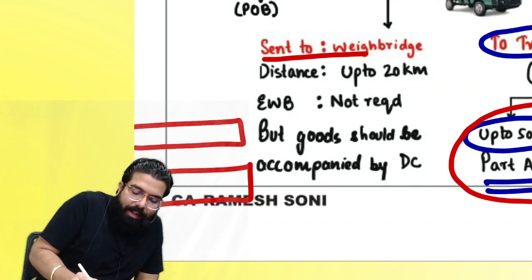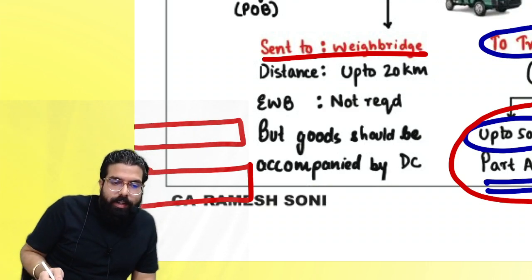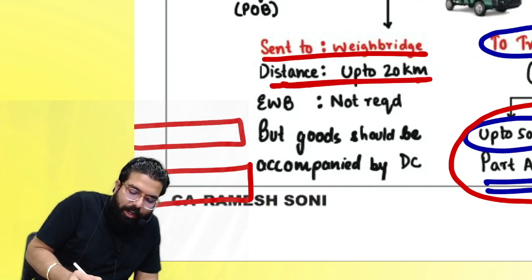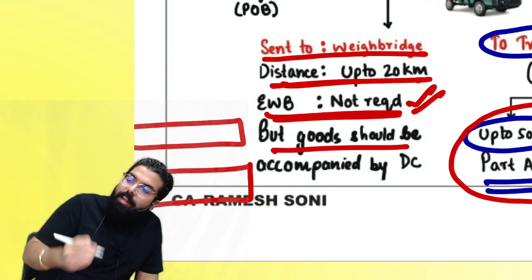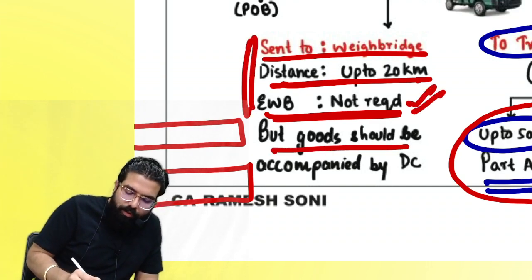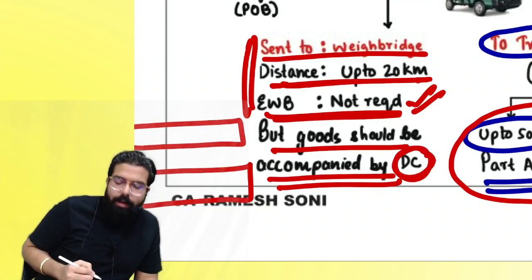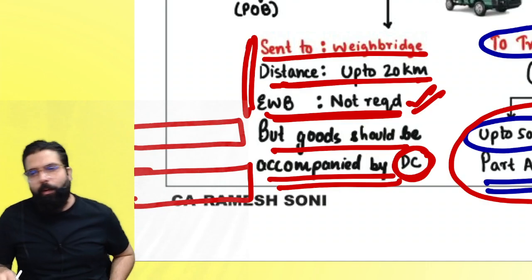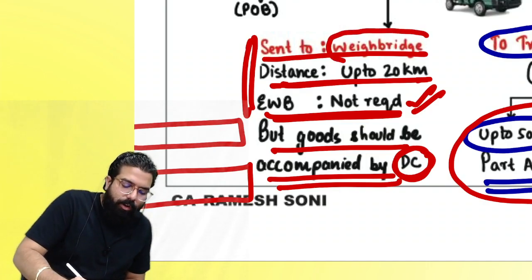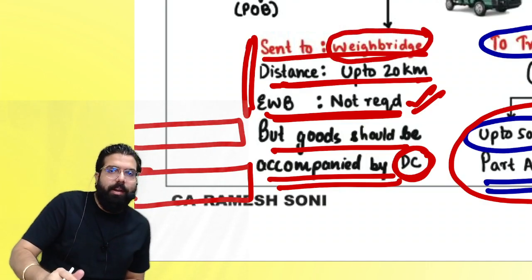Now, whenever you are sending the truck for weighment, the rule is that if the distance is up to 20 kilometers, an e-way bill is not required. But you should send it along with a delivery challan. Sir, what if the distance is greater than 20 kilometers? An e-way bill will be required. So, whenever you are sending it to a weighing bridge, up to 20 kilometers, an e-way bill is not required.